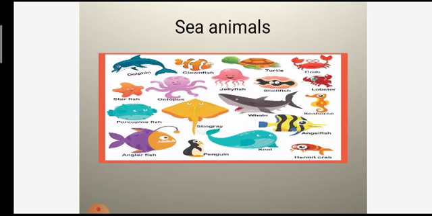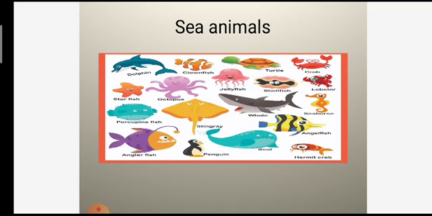Now, next, sea animals. Sea is a large place, right? Sea is a large place. Usually, sea water will be very salty and river water will be sweet. Okay, sea animals. Sea is a large place in which large animals live.